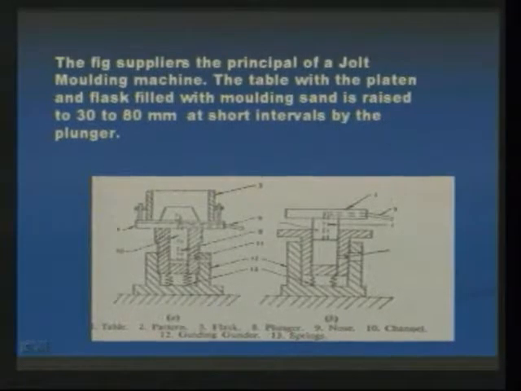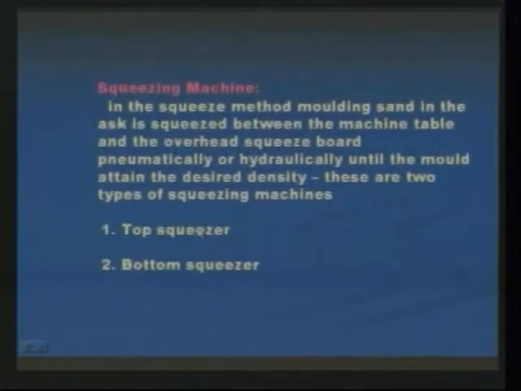In the first case, the figure explains the principle of the jolting machine. The table with the platen is filled with molding sand, and it is raised to a height of 30 to 80 mm, and then it is lowered. By such raising and lowering, the sand gets packed, and the corresponding pattern will be developed. Now let us go to the next machine, that is the squeezing machine.